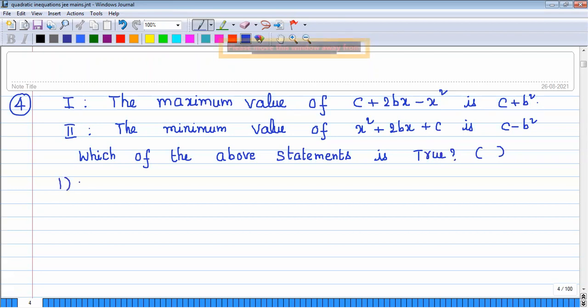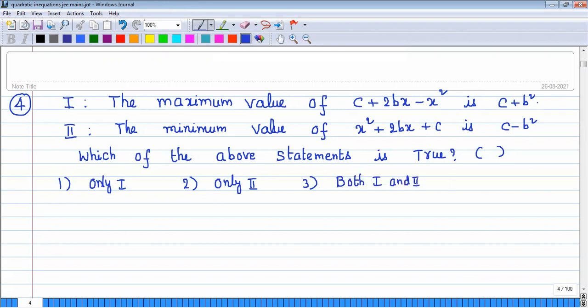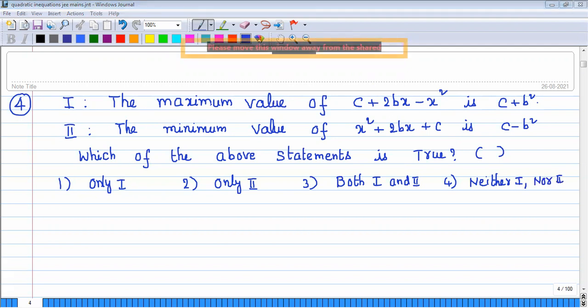First option, only 1. Second option, only 2. Third option, both 1 and 2. Fourth option, neither 1 nor 2.